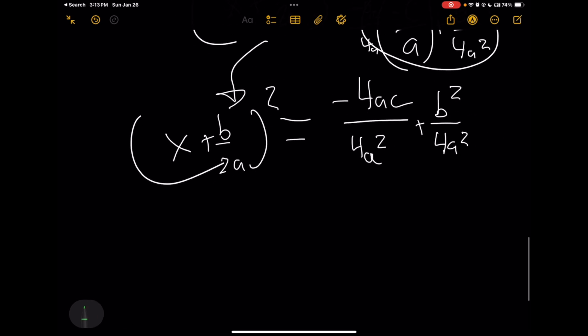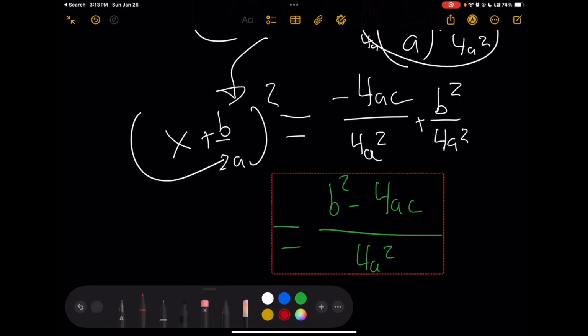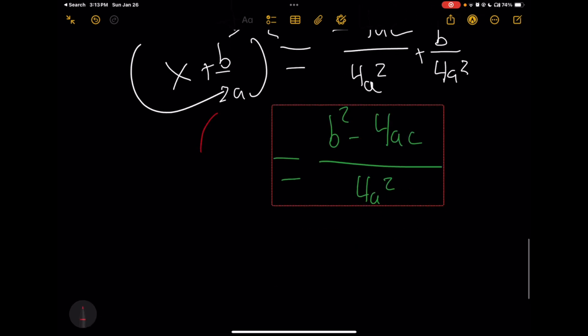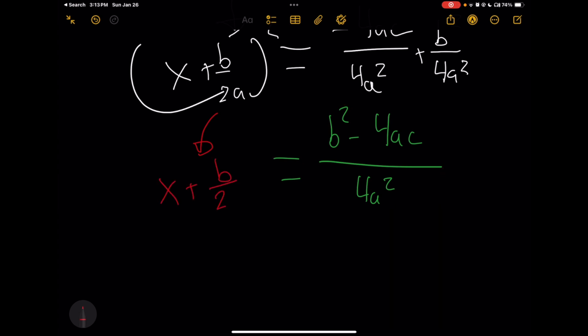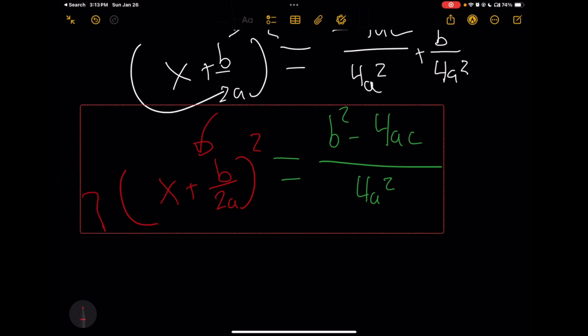I'm sorry, my handwriting sucks. Just changed my color here. So now we're gonna get b squared minus 4ac all over 4a squared equals, and this is our important part, right? So we're gonna get x plus b over 2a all squared. And so now we need to take the square root, right? So let's take the square root here.